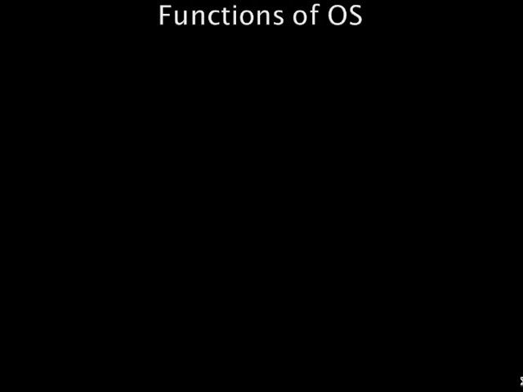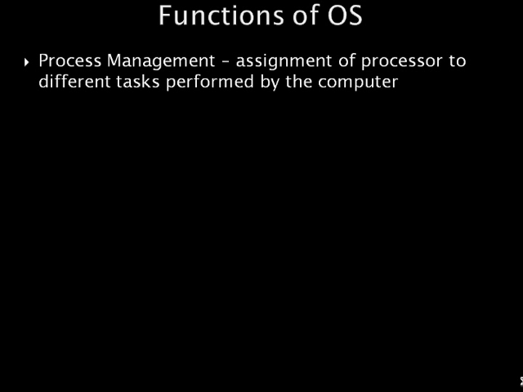Functions of the operating system. The operating system does many things at any time. Typically, more than one program will be running at the same time. For example, an MP3 music file is being played while an antivirus software is running. Yet, the computer has limited resources, that is, fixed amount of memory and CPU, and they must be shared between the different programs running. So, the different tasks an operating system has to do is process management, that is, assignment of processor to different tasks being performed by the computer system.